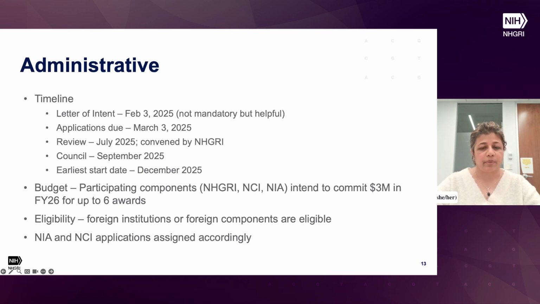The budget for the participating components, we intend to commit $3 million in FY26 for up to 6 awards. For eligibility, foreign institutions or foreign components are eligible. And for the NIA and NCI applications, it would be helpful to indicate that in your application, but we also do a check with NIH's receipt and referral. Next slide.